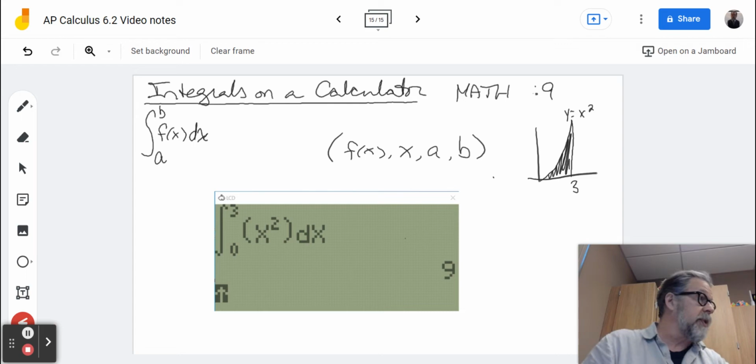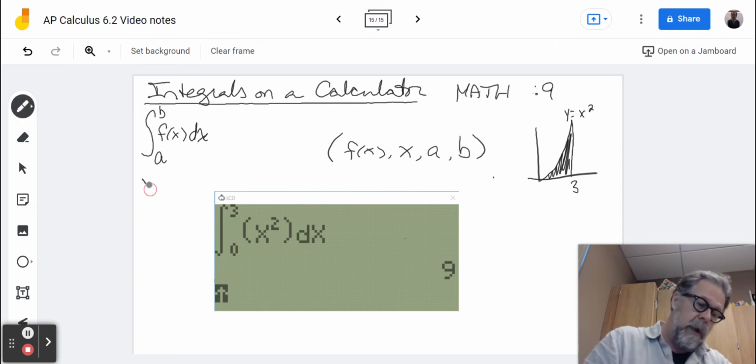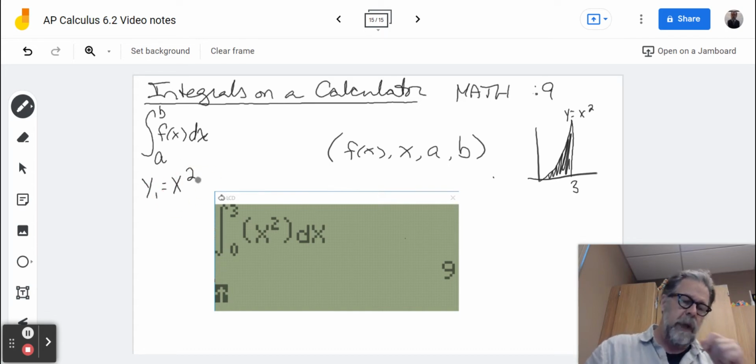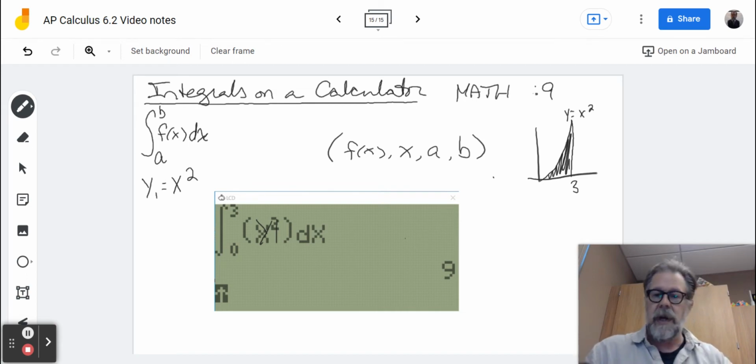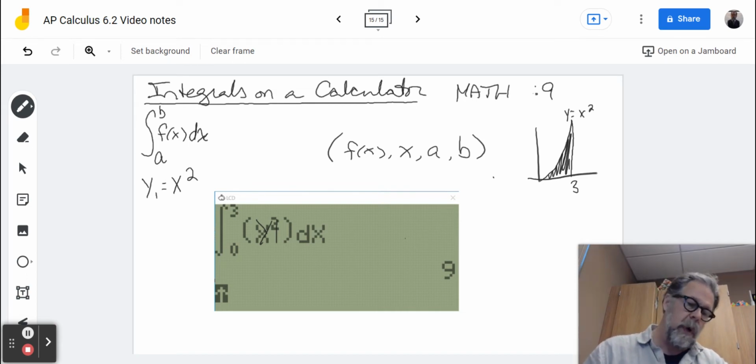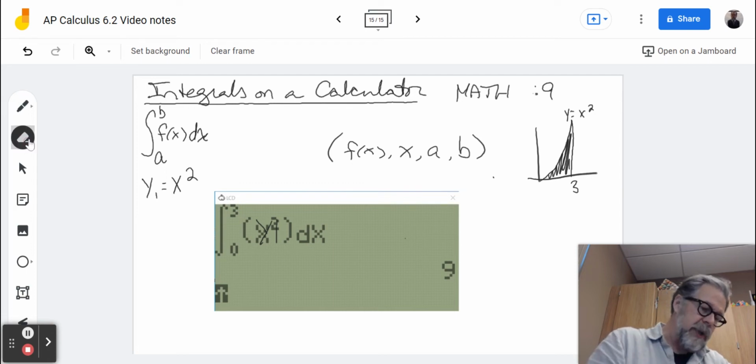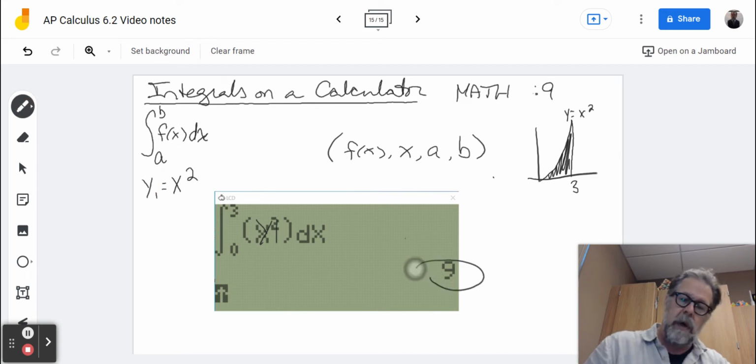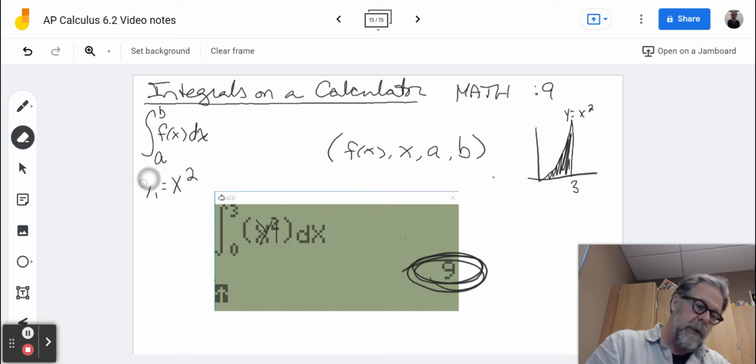You can also, just so you know, if you've typed your equation into y1 or some register in your editor, you can always enter y1 there using your menus instead of having to retype the equation each time if you're doing a whole bunch of work. Okay, so there's that, and notice same integral, it's also equal to 9.